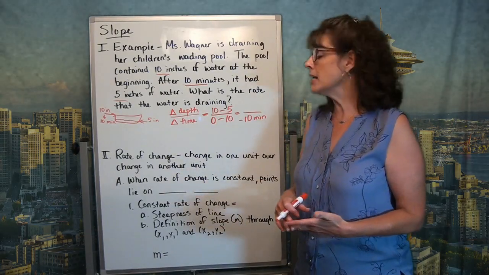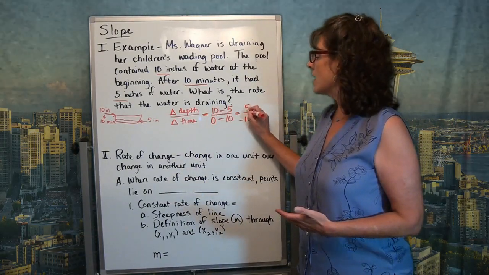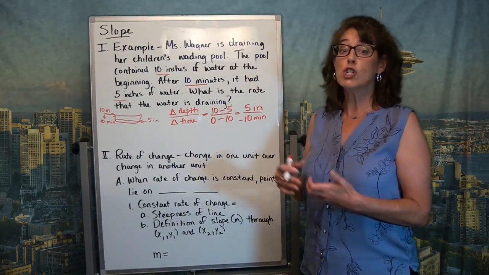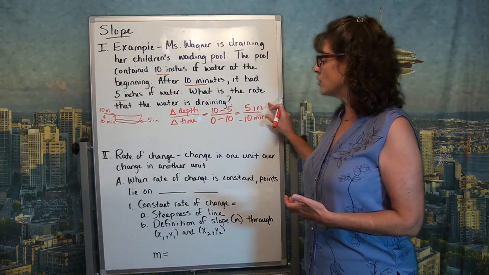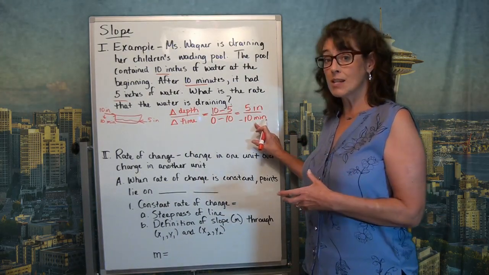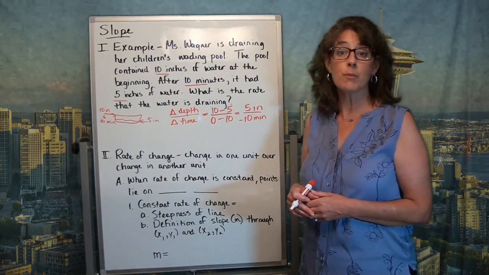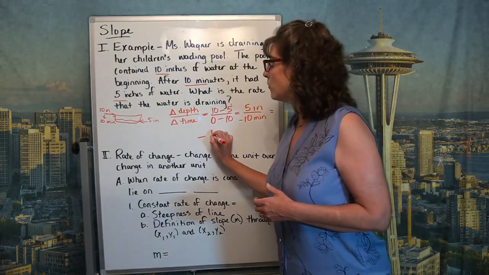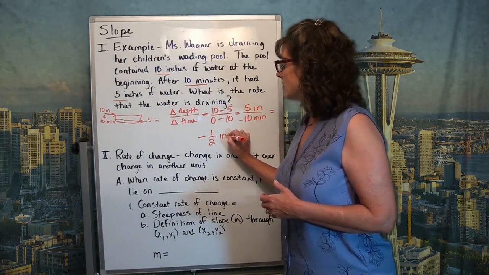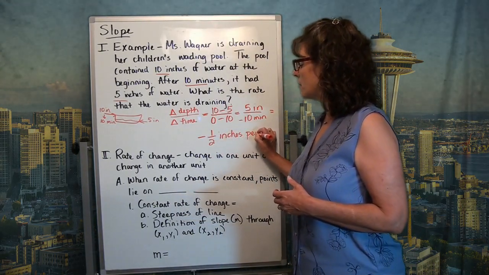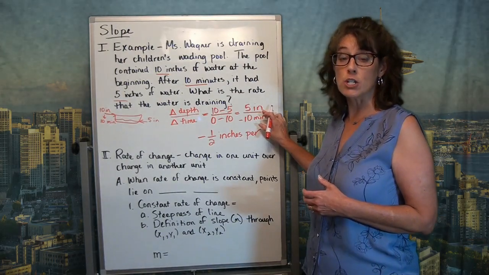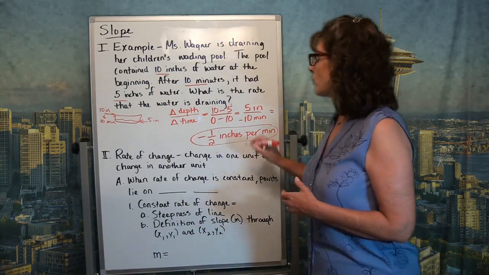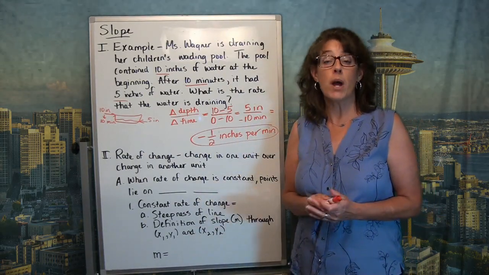But that change in height, we said going from 10 to 5 would give us a difference of 5 inches. So this rate of change for the water draining is 5 inches in 10 minutes. We can simplify that fraction. 5 over 10 simplifies to what? Yes, it simplifies to 1/2. So we have a negative 1/2 inches per minute, because remember the bar is division, and that is indicated by the word per. So the rate of change here is negative 1/2 inches per minute.